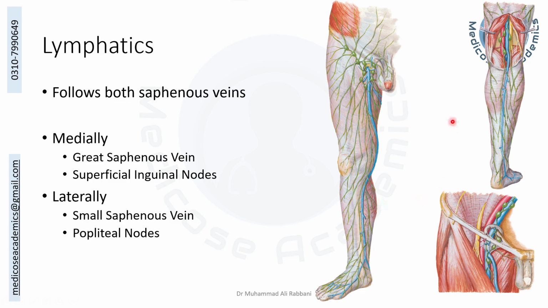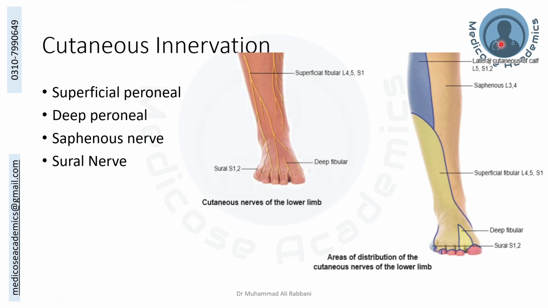Then there are lymphatics. There is a lymphatic plexus, and it follows the saphenous veins. From the medial aspect and around the big toe, they follow the great saphenous vein all the way to the vertical group of inguinal nodes. From the lateral aspect, it follows the small saphenous vein all the way to the popliteal nodes.